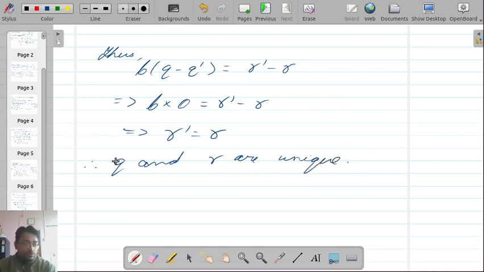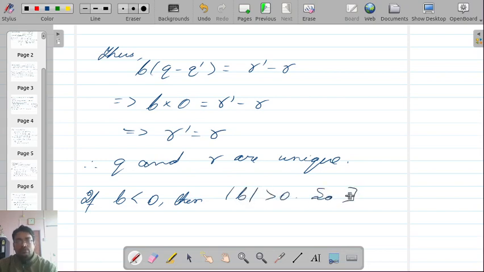So one part we have proved assuming that B is positive. If B is negative, B less than 0, then we can work with mod B. Mod B is greater than 0. So just now we have shown there exist unique integers.